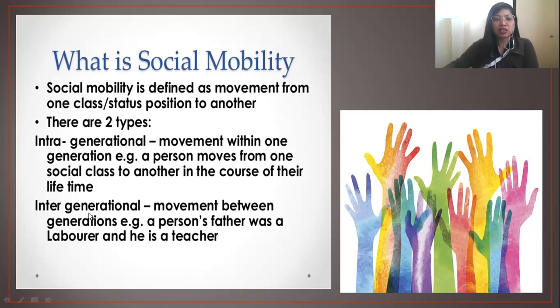So when we say intergenerational, this is movement between generations. For example, a person's father was a laborer and he is a teacher. So there is a change, a movement of the class or status position. Again, this can be intragenerational, within one generation, or it can also be movement between generations. Okay?